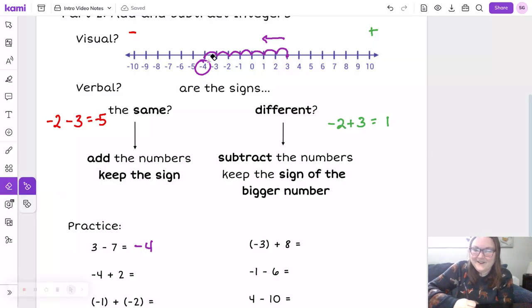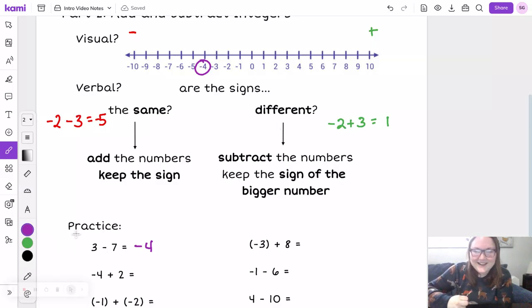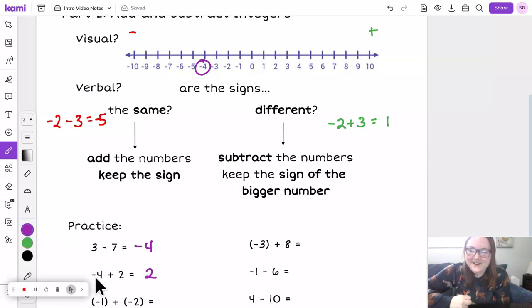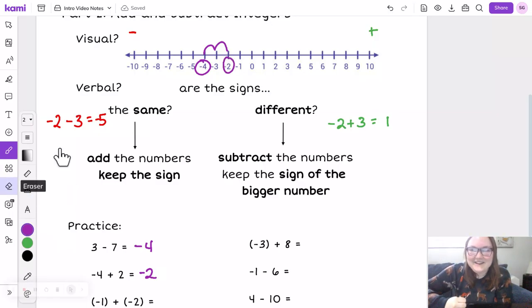The next one for -4 plus 2, I'm going to start with the rule this time. Here, -4 and a +2, those are different signs, so I'm going to be subtracting again. If I subtract a 4 and a 2, that gives me the number 2. And then I want to keep the sign of the bigger number. Here my 4 is bigger, it's negative, so I keep my answer negative. On our number line, we're starting at -4 and I'm adding 2. So I go to the right 2, go 1, 2, and I stop right there at the -2.